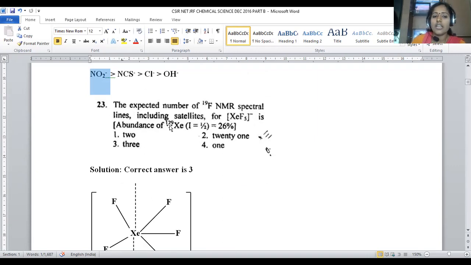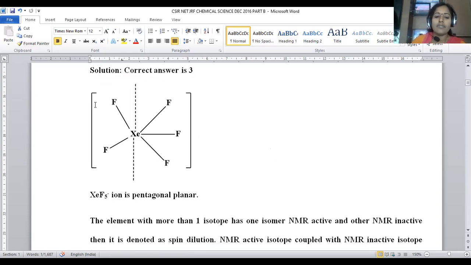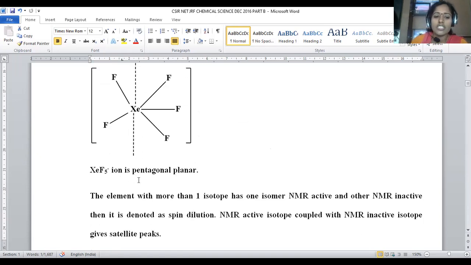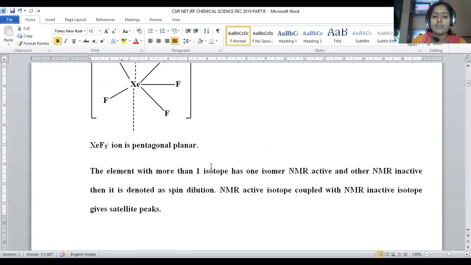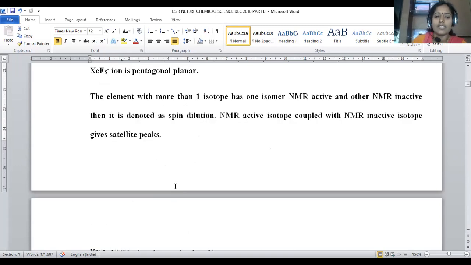The abundance of xenon-129 is also provided to us. Based on this, we have to depict how many lines are possible. For that purpose, we have the xenon pentafluoride minus anion, whose structure is pentagonal planar. For any compound, if one isotope is NMR active and another isotope is NMR inactive, there is a possibility of spin dilution. In case of spin dilution, there is a possibility of satellite peaks.